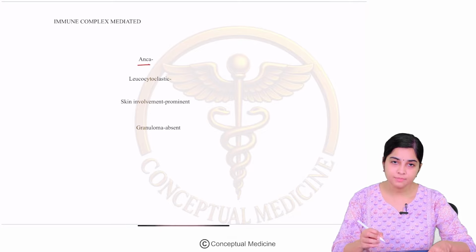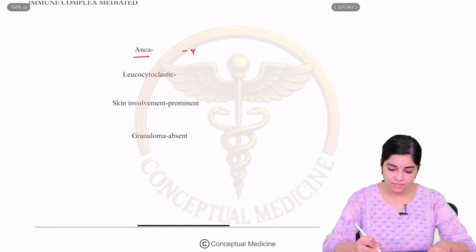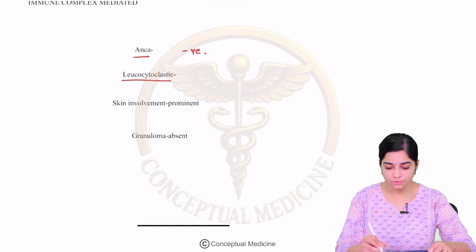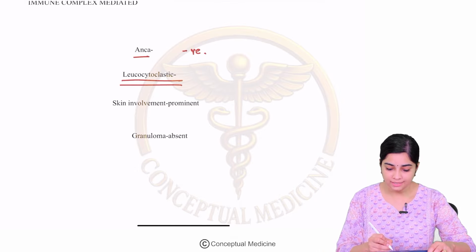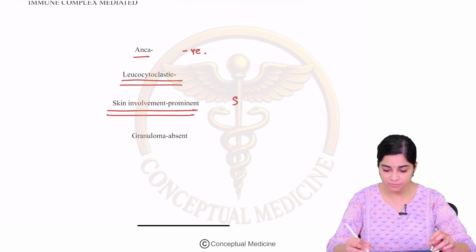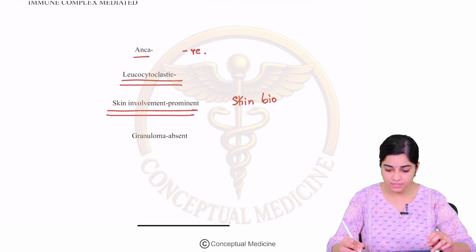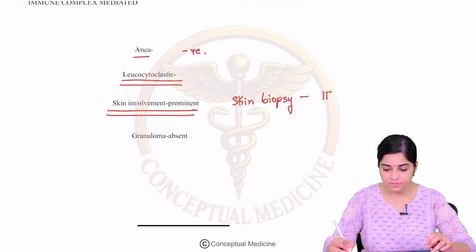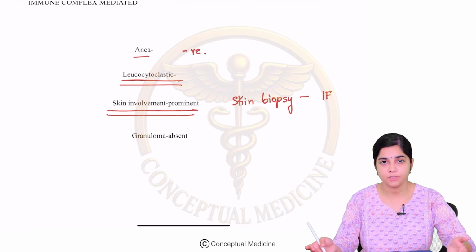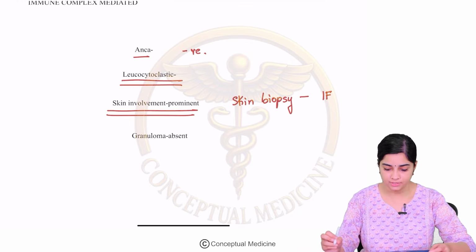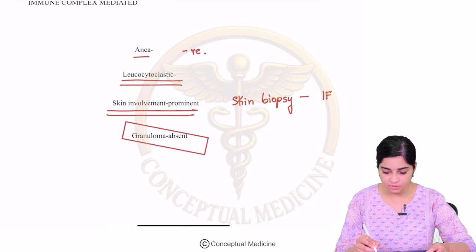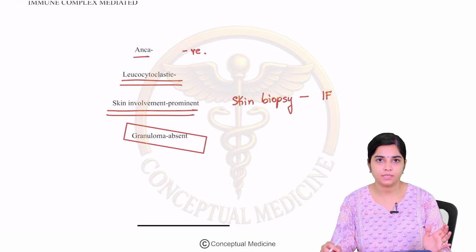So in immune complex mediated vasculitis, your ANCAs will be negative, right? And what type of vasculitis do you find here? You find a leukocytoclastic vasculitis, right? And here the skin involvement is more prominent. And if you do a skin biopsy, it shows the deposition of immune complexes, and immunofluorescence will be positive. And will you find granulomas? Granulomas are absent in your immune complex mediated small vessel vasculitis, right?